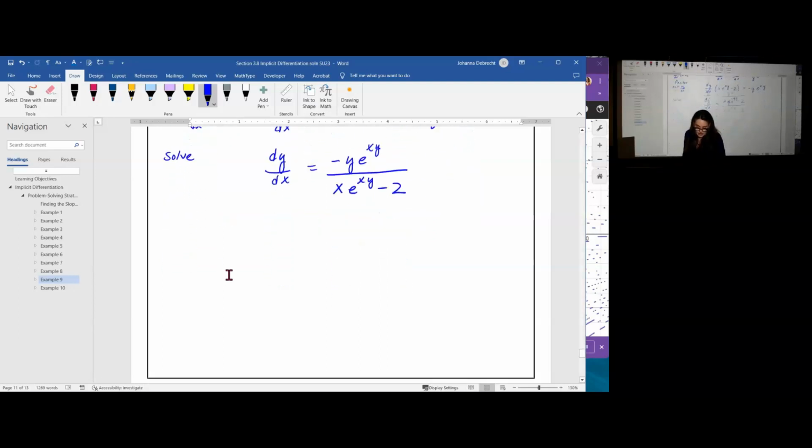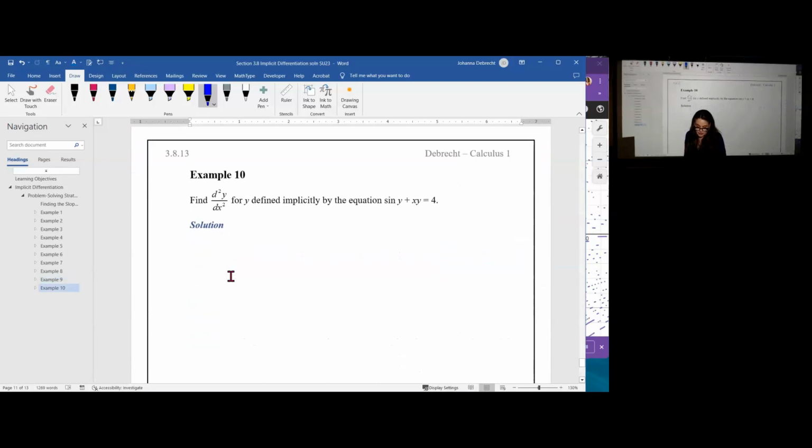Let's take a look at our last example, number 10. In example number 10, you're asked to find the second derivative of y with respect to x. The equation is written implicitly because we have the y both inside and outside of the trig function. Go ahead and compute the first derivative with respect to x. And then if you want, you can unpause the video and we'll explore the second derivative together.